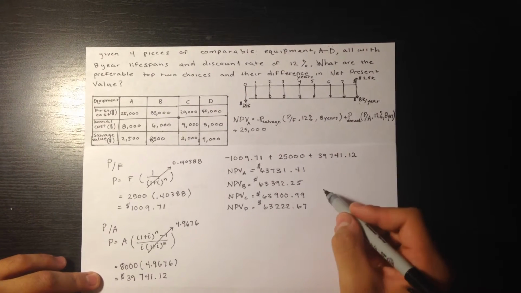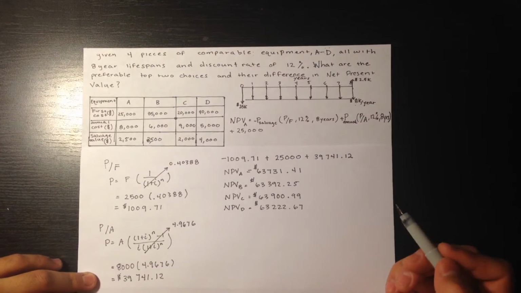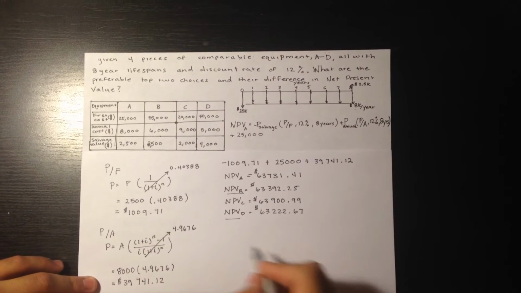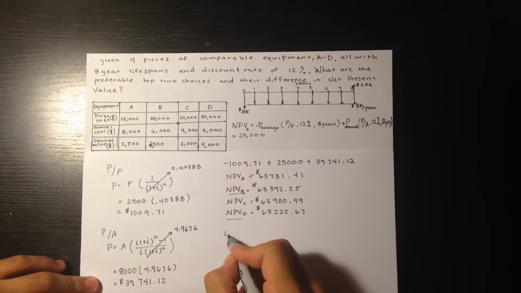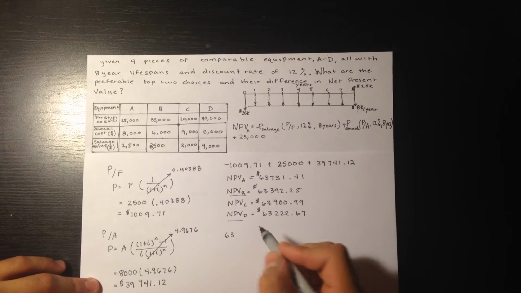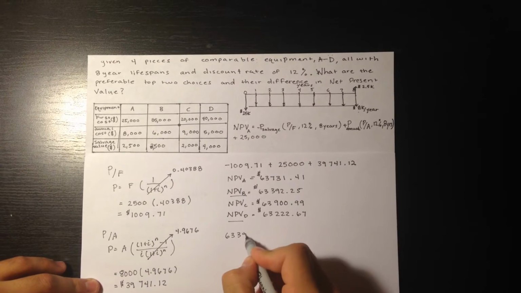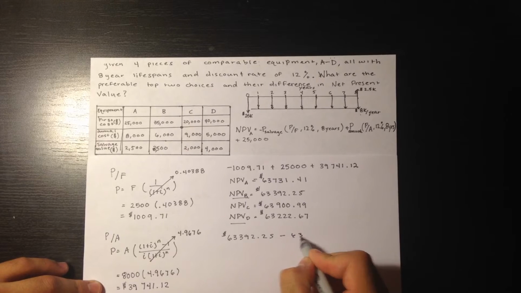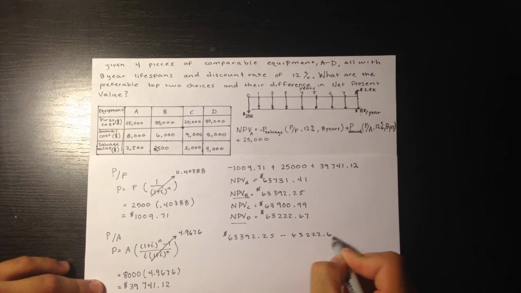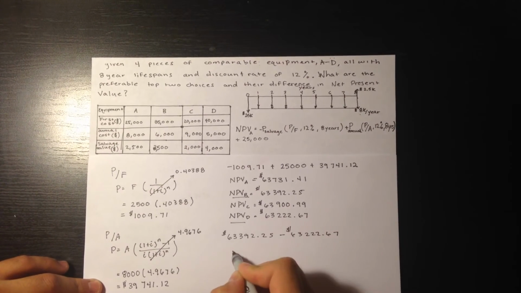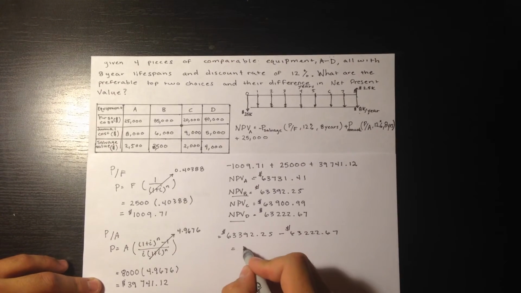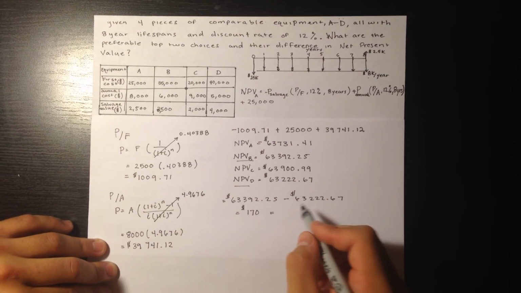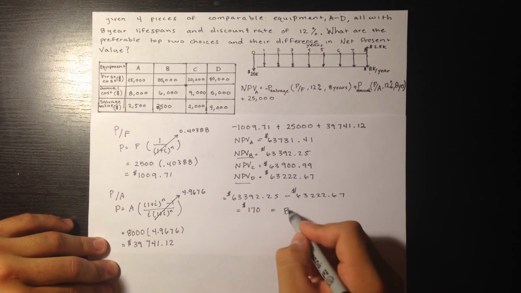So looking at these, preferable means the top 2 cheapest choices, so that would be B and D, and we'll take those 2 values and subtract them to find the difference, since that is what is asked. $63,392.25 minus $63,222.67 will give us an overall value of $170, which is equal to question answer B.